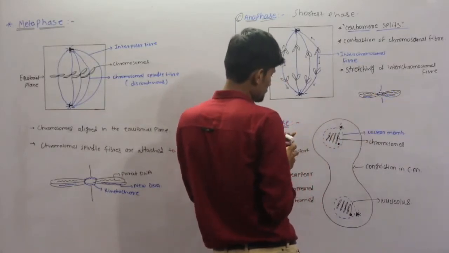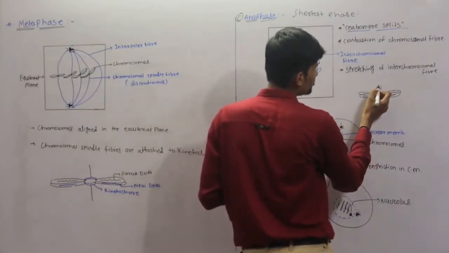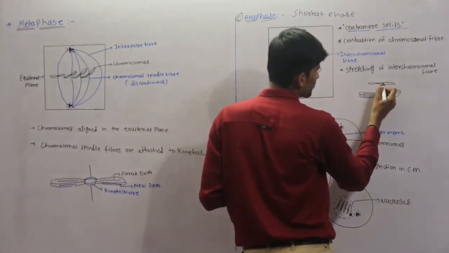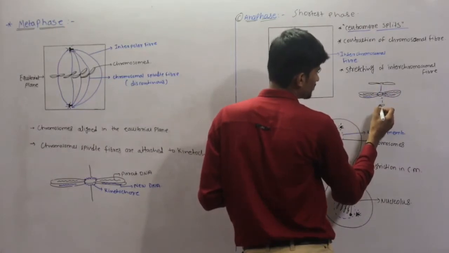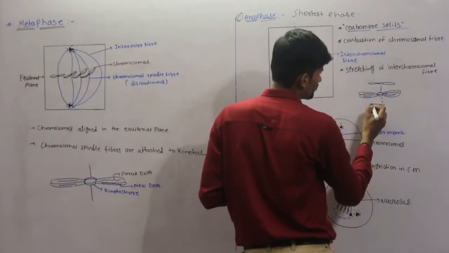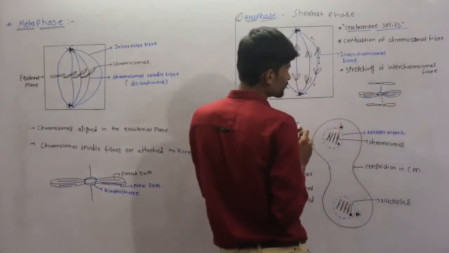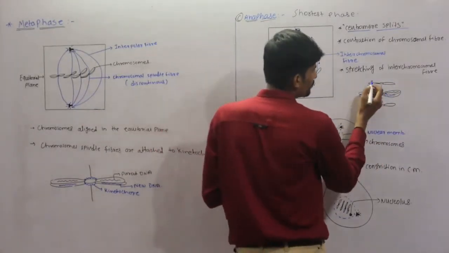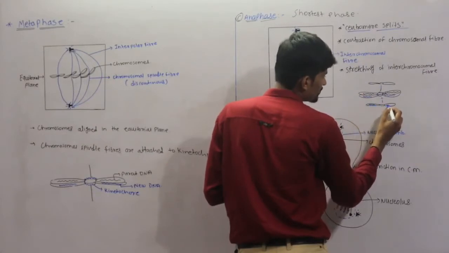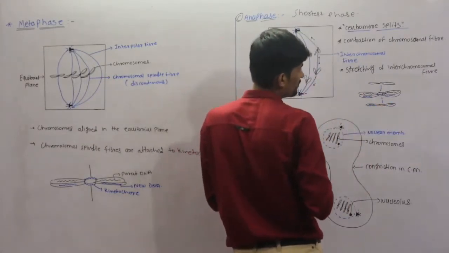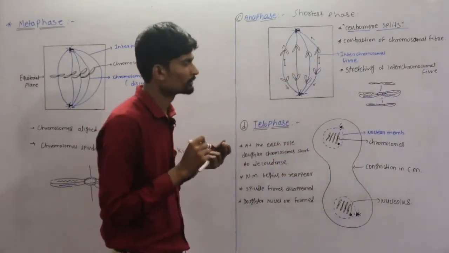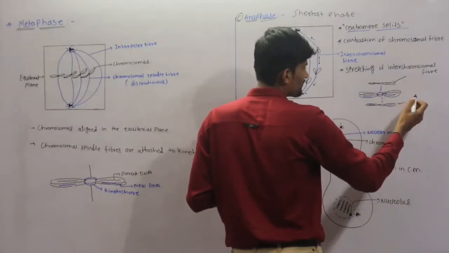Due to the splitting, these arms get separated, so it will look like this: the upper arm and the lower arm. This is a picture after the splitting of the centromere. The lower one contains the new DNA, and these upper chromatids contain the old DNA. So now this is old and this is new.